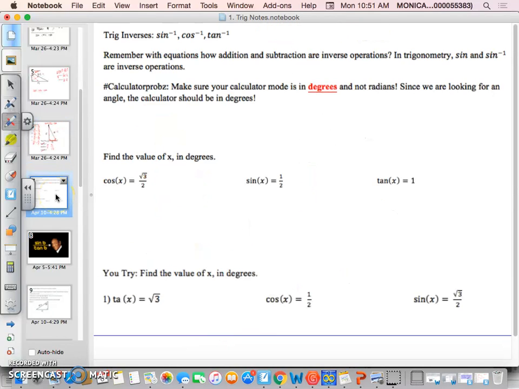Here are some more examples. The first thing you want to do is make sure that you're using your calculator correctly. Take your calculator out, turn it on, and hit the mode button. It's right next to the second button. Scroll down, and radians should be highlighted. Scroll over to degree, hit enter, and then second quit. You've got to make sure that your mode is in degrees. Otherwise, these will not come out right.